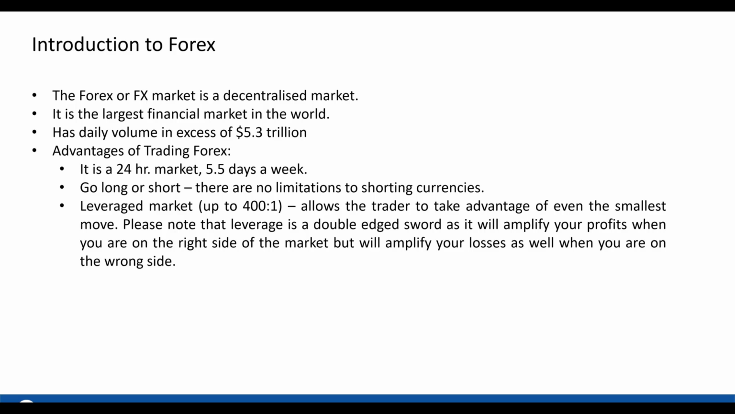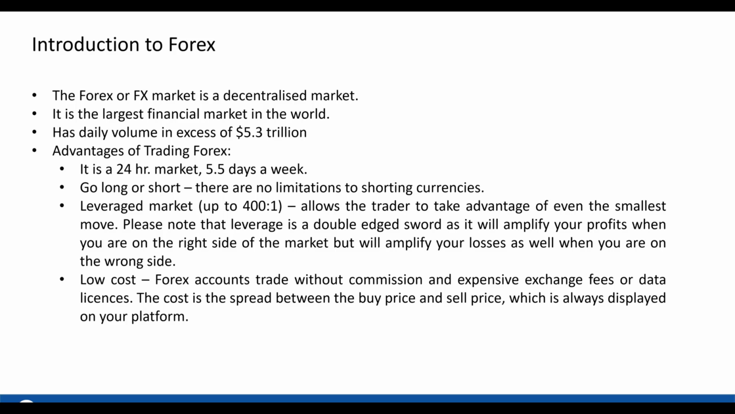It is also a leveraged market. You can get leverage of up to 400 to 1, which allows the trader to take advantage of even the smallest move. However, please note that leverage is a double-edged sword, as it will amplify your profits when you're on the right side of the market, but it will amplify your losses as well when you're on the wrong side of the market. Another advantage is that it is a low-cost market. Forex accounts trade without commission and expensive exchange fees or data licenses. The cost is the spread between the buy price and the sell price, which is always displayed on your platform.